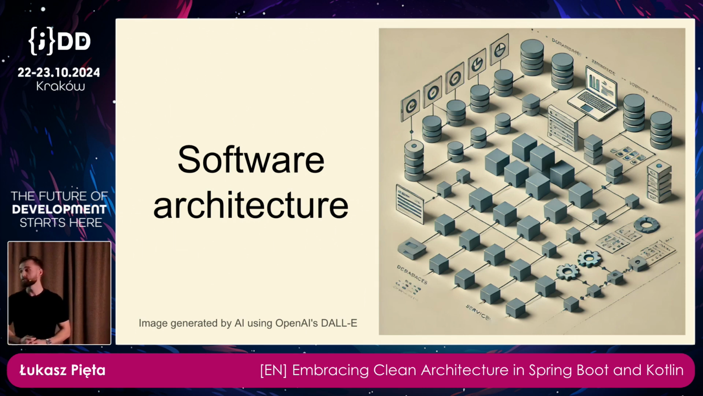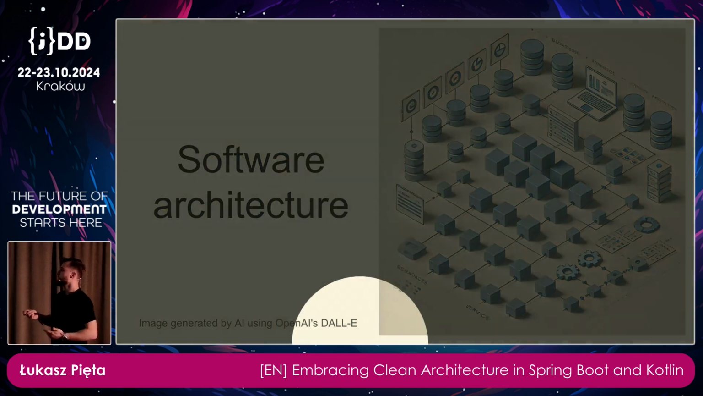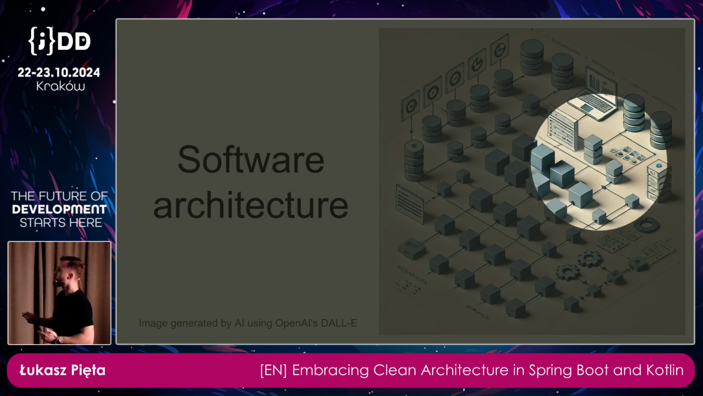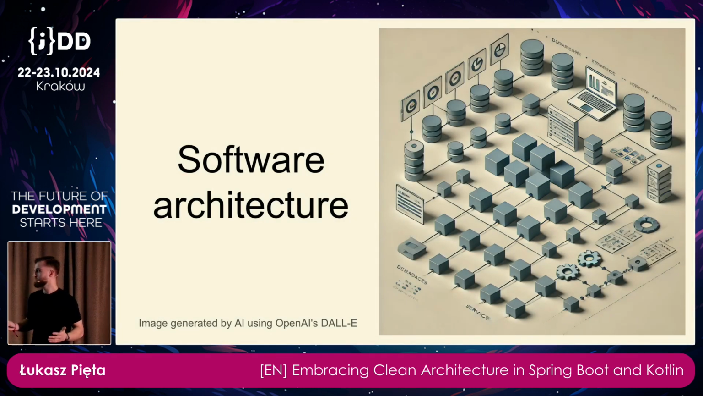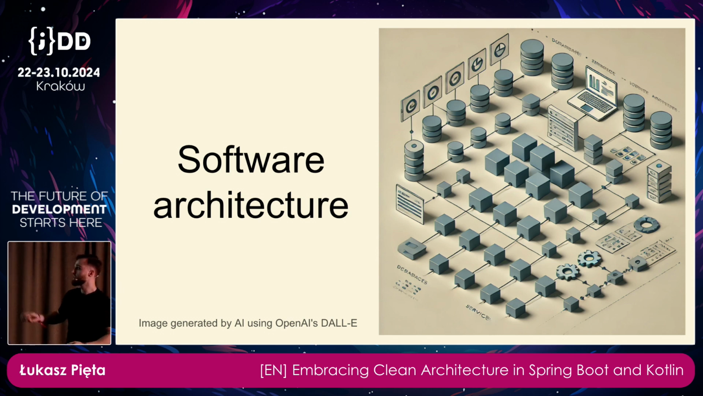Let's talk about architecture. So the question is, what is software architecture? I asked ChatGPT to generate an image of how AI sees software architecture, and this is it. I don't know what this laptop is doing here, but basically it's some kind of organizing stuff. So we might think about software architecture as organizing some stuff, setting boundaries, setting contracts between the stuff we want to organize, and that's basically it, right?